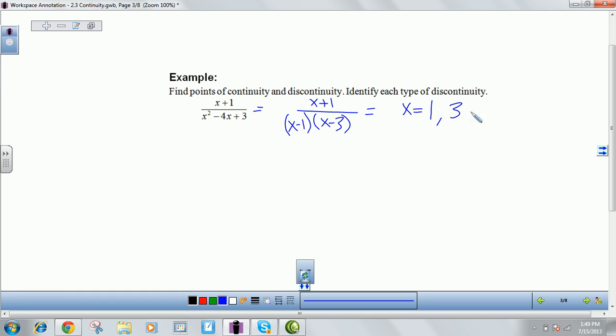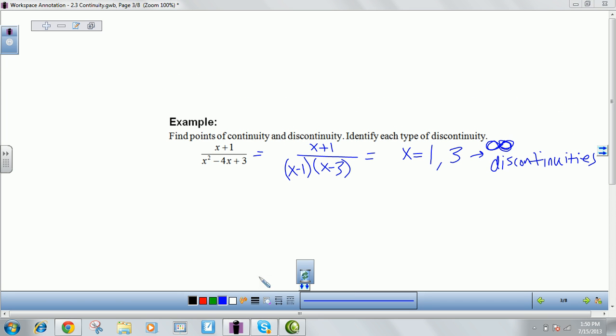Remember, those are the vertical asymptotes. We're going to call those infinite. You can either write out infinite or put the infinity sign, infinite discontinuities. So there are infinite discontinuities at x equals 1 and x equals 3. Hopefully you were able to find that discontinuity and define what it was.